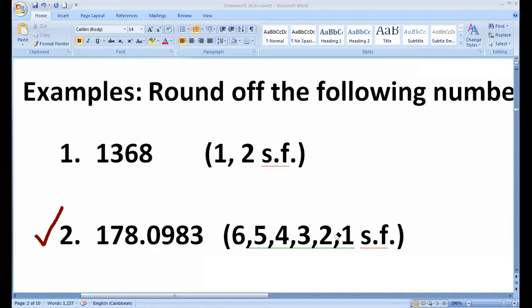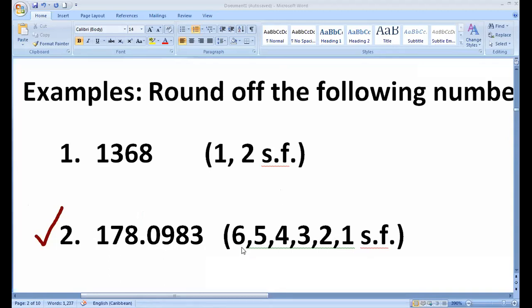So what do we do when we have a point and it says to round off to the nearest significant figure? Where do we start? We start at the same place. We start here: 0, 1, 2, etc. So when it comes to decimal numbers and it says significant figures, the decimal point doesn't really matter. We start right here. So let's do number 1.